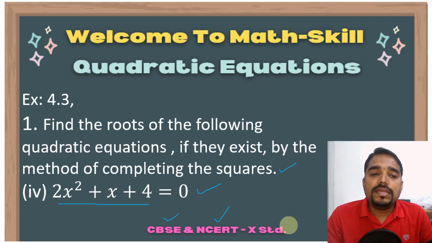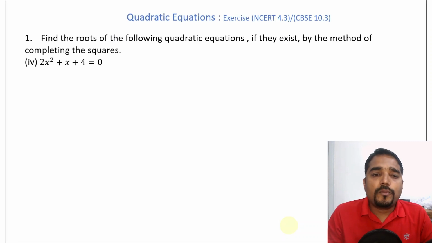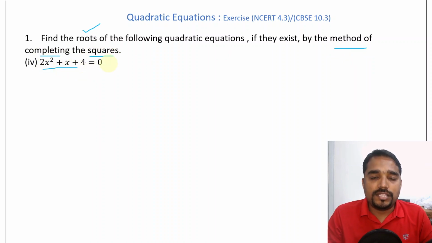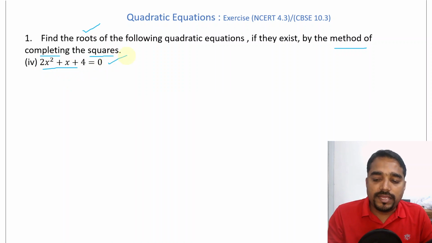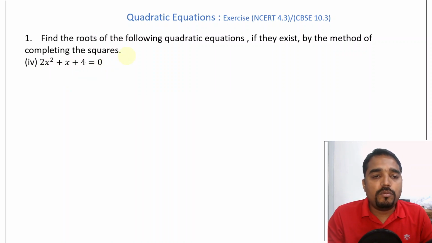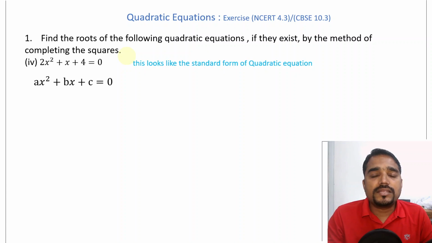Let's note down the given problem and start the solution. I've noted down the problem statement and the expectation is we will have to find the roots of the quadratic equation if they exist by the method of completing the squares, and the given equation is 2x square plus x plus 4 equals 0. Now this equation looks like the standard form of quadratic equation, that is ax square plus bx plus c equals 0.